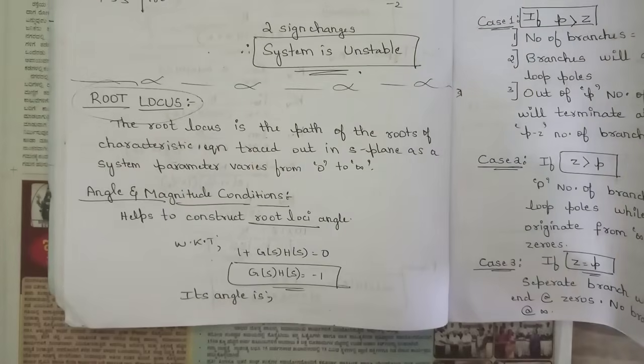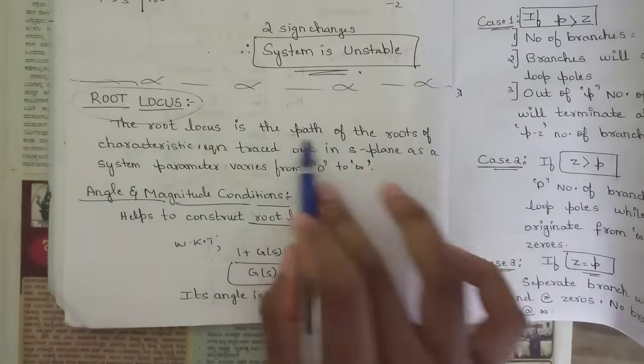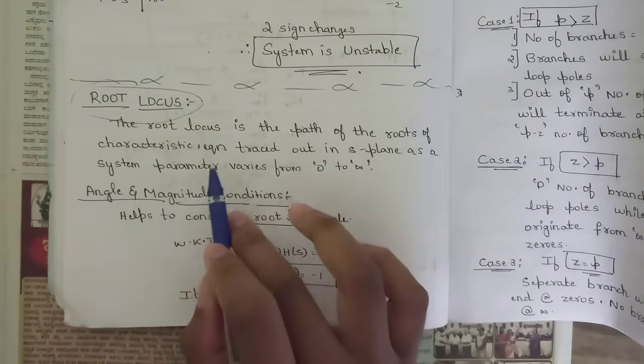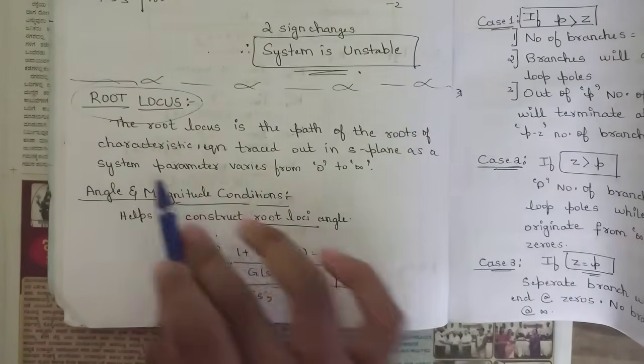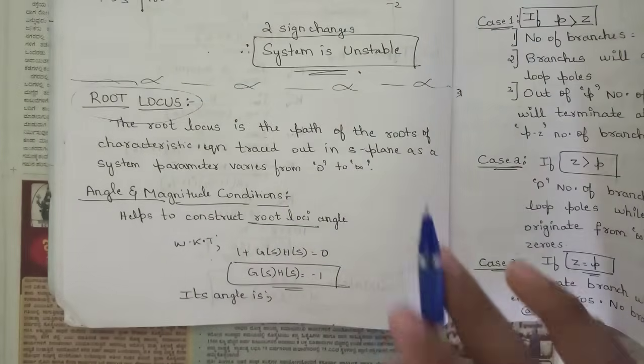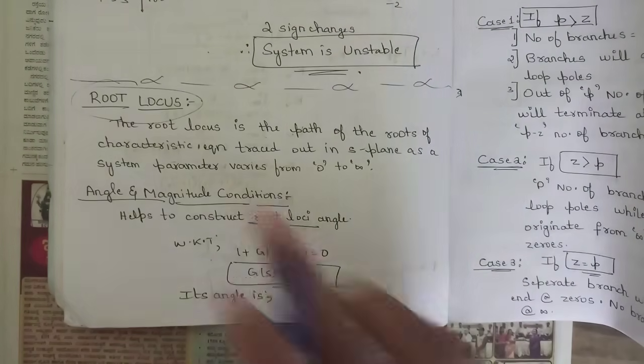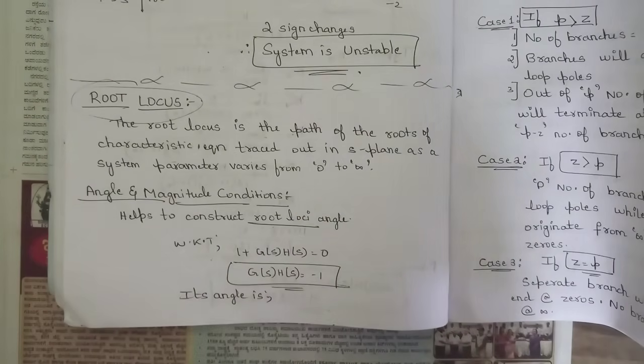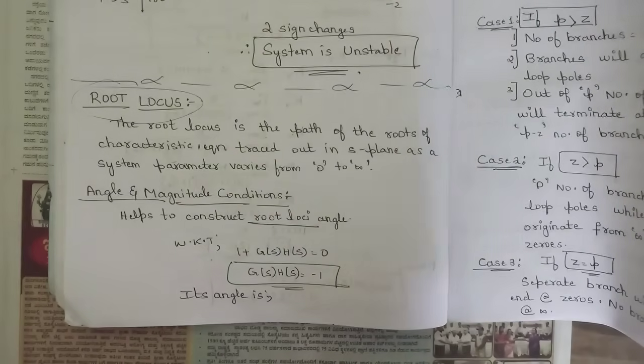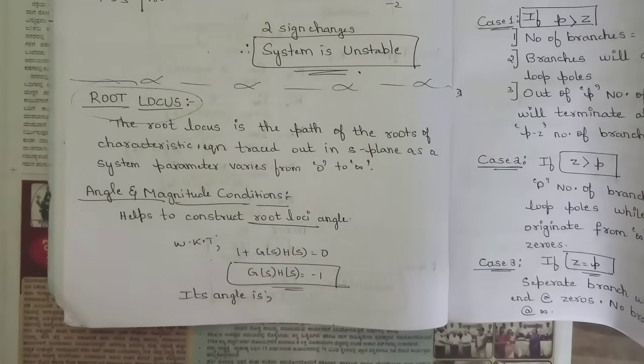First, let us see what root locus is. Again, I'm telling you all, please don't skip any part, please refer to the full video. The root locus is a path of the roots of a characteristic equation traced out in the S-plane as a system parameter varies from 0 to infinity. So here we have one characteristic equation and the path of its roots. If we find the roots of that characteristic equation, those roots are represented in the graph in the form of zeros and poles.